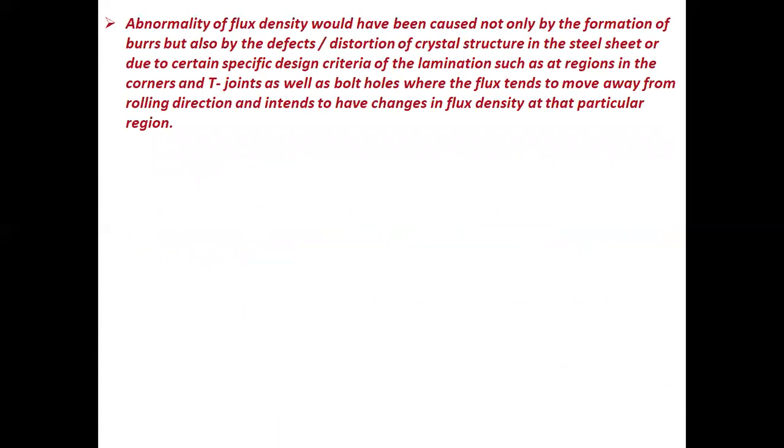Abnormality of flux density would have been caused not only by the formation of bars, but also by the defects or distortion of crystal structure in the steel sheet, or due to certain specific design criteria of the laminations, such as at regions in the corners and T-joints, as well as bolt holes, where the flux tends to move away from the rolling direction and tends to have changes in flux density at that particular region.